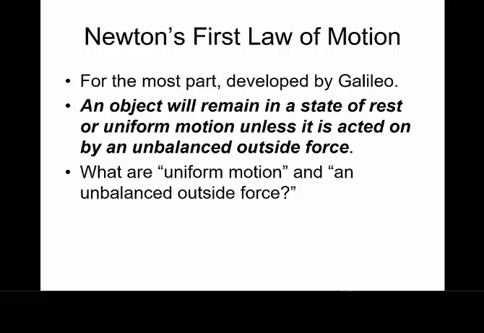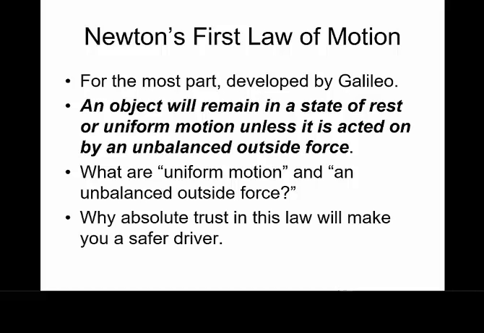He realized that the reason the rolling ball would stop was because it had friction between itself and the surface. And the rougher the surface was, the more friction there was. You have to trust this law in the wintertime. If your car is moving, it will keep moving unless there's an unbalanced outside force acting on it. Most of the year, we can depend on friction between the tires and the road to stop the car. But in the winter, that friction may be severely reduced, and if it is, your car will keep moving. And so you have to slow down very slowly in the wintertime.